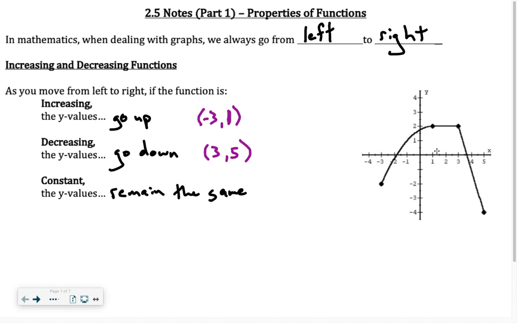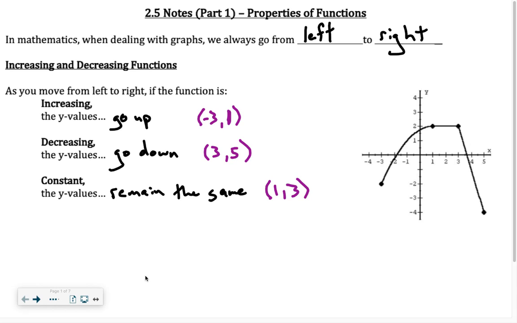And then finally, this graph is constant right here. Okay? The y value is remaining exactly the same. So that is on the interval 1 to 3.